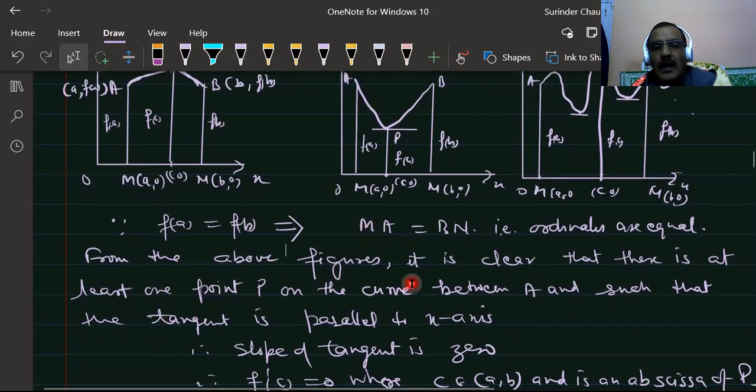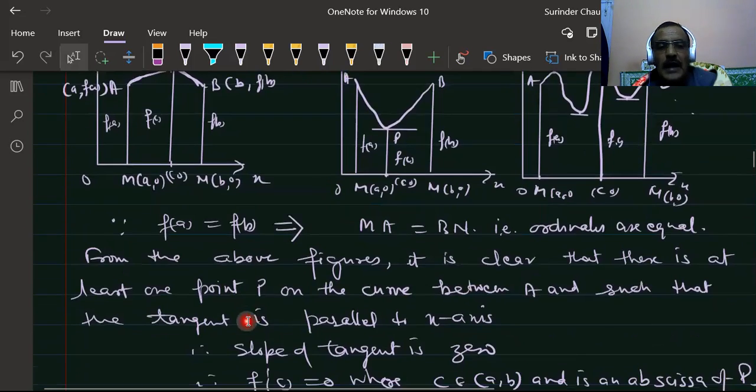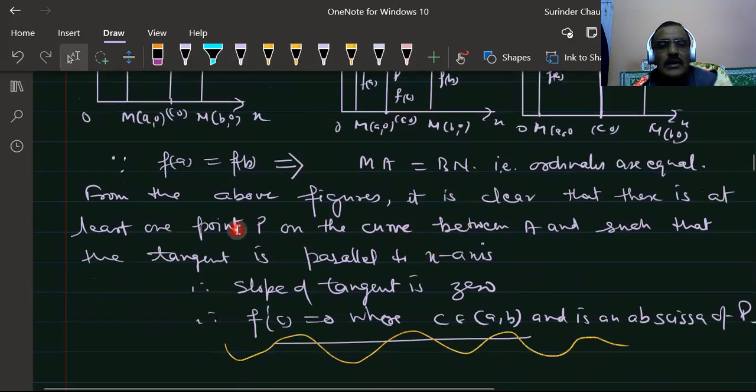From the above diagrams, it is clear that there is at least one point. In this case, this point. In this case, this point. In this case, we have more than one point, this or this. We can have this point of minimum. At least one point P on the curve between A and B such that the tangent is parallel to the x-axis. Therefore, the slope of the tangent is zero.